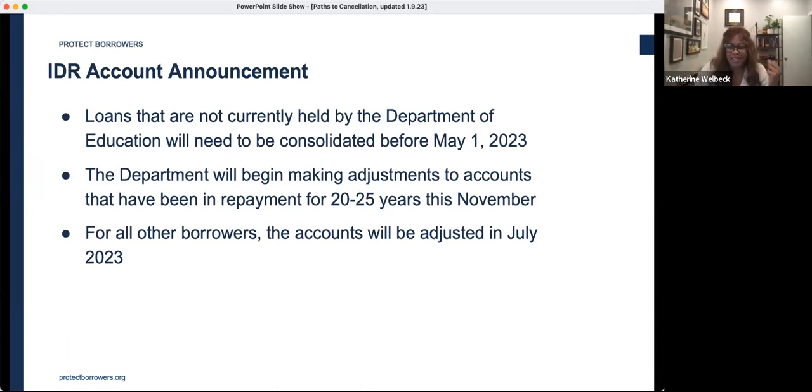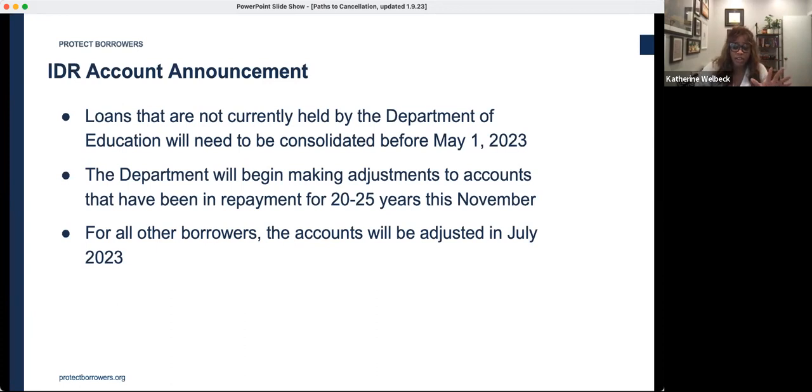So how do you take advantage of this IDR account adjustment? IDR stands for income-driven repayment. For most borrowers, the adjustment is going to be automatic. However, if you have federal loans that are not currently held by the Department of Education, for example those commercially held FFEL loans, that's why we went over the different types at the top of this presentation, they'll need to be consolidated before the May 1st deadline to have the adjustment applied to your account.